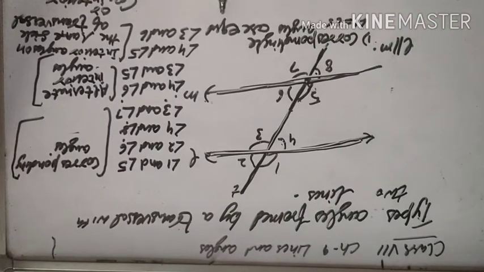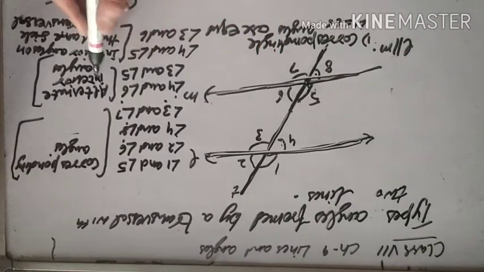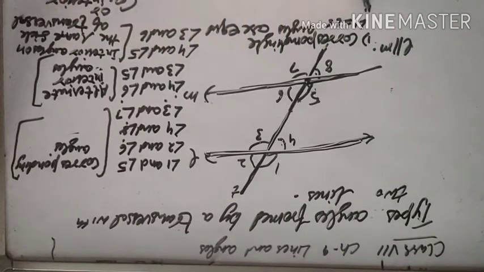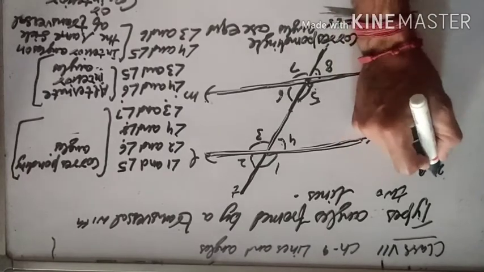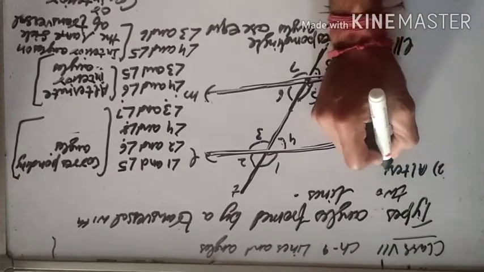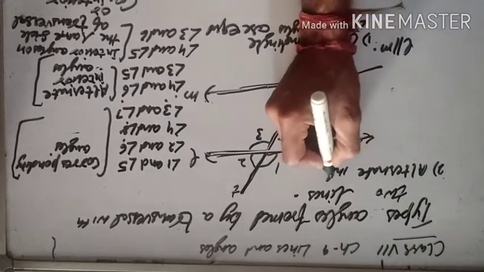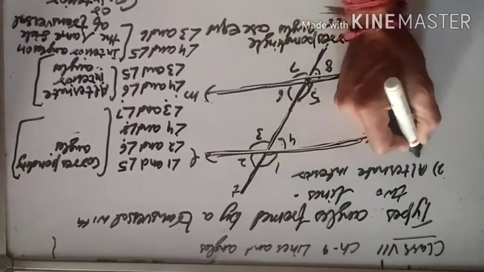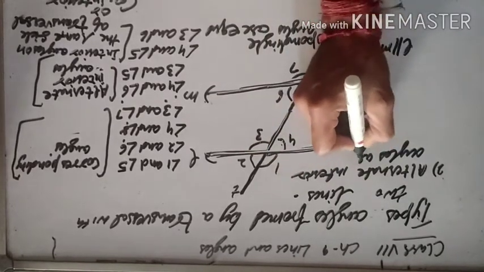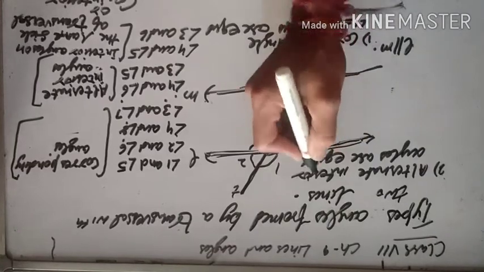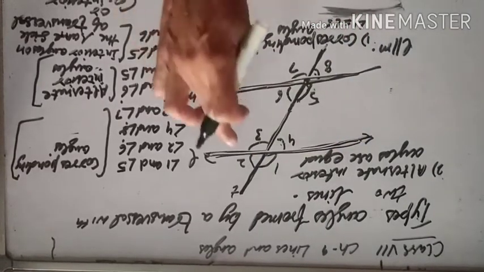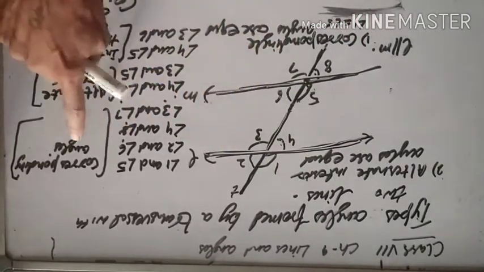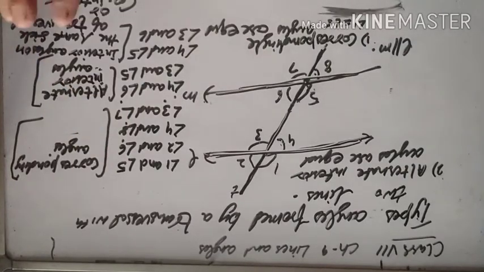Now if two lines are parallel, then alternate interior angles are also equal. Second part is alternate interior angles are equal. If they are not equal, the two lines are not parallel. These two lines are not parallel if corresponding angles are not equal or alternate angles are not equal.